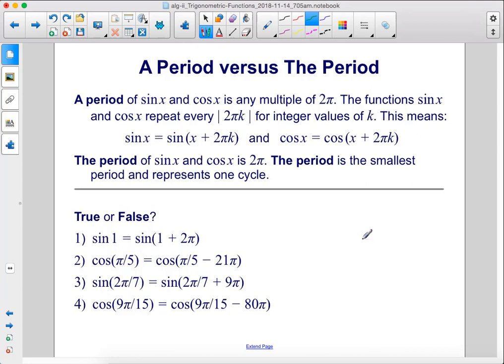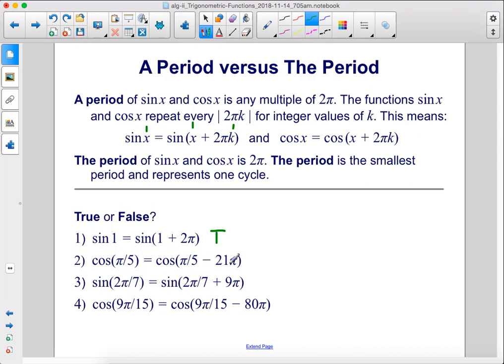The functions sin x and cosine x repeat every 2 pi k for integer values of k. This means sin x equals sin of x plus 2 pi k, and cosine x equals cosine of x plus 2 pi k. The period of sin x and cosine x is 2 pi. The period is the smallest period and represents one cycle. True or false? Sin 1 equals sin of 1 plus 2 pi. This is true. Sin 1, so that would be like putting 1 in here, equals sin of 1 plus 2 pi, and k in this case is 1. So plus 2 pi. This is true.